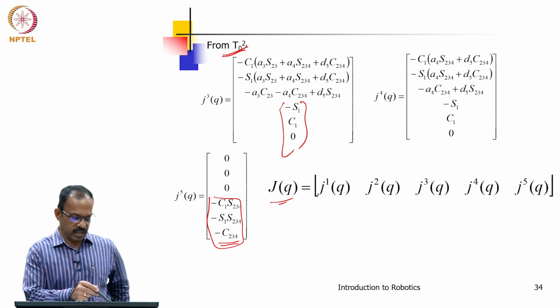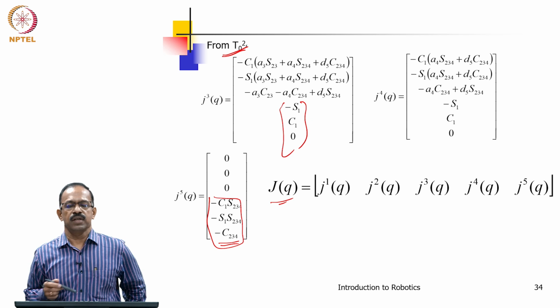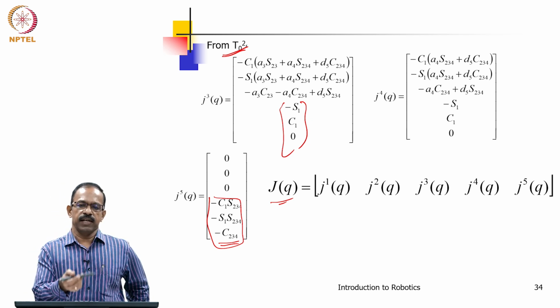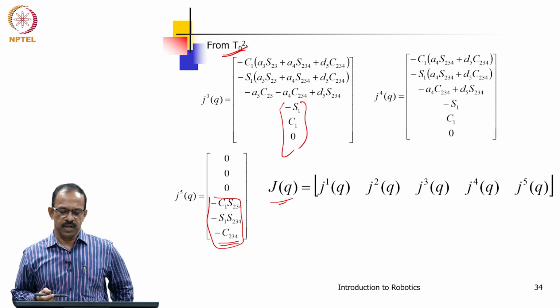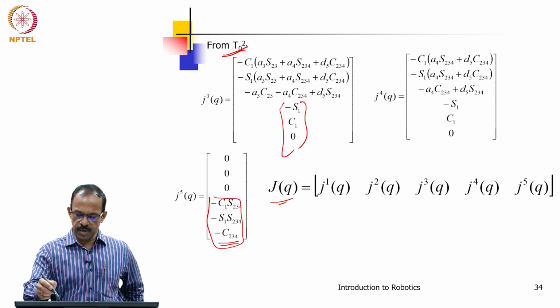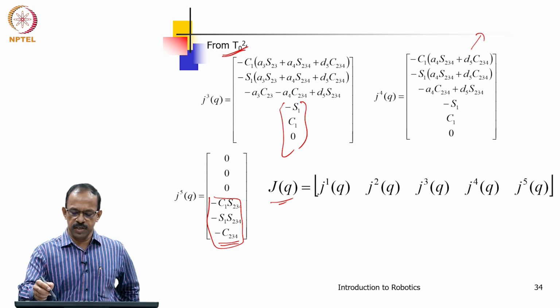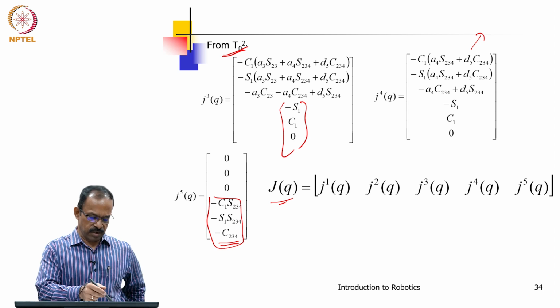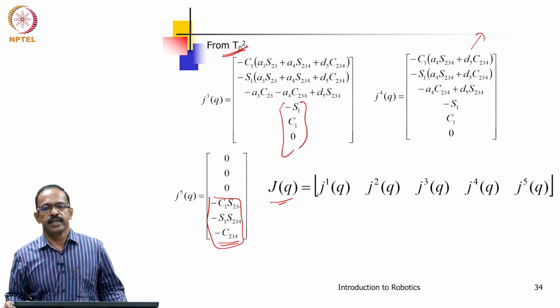Again, you can see the Jacobian is a function of the joint angles. This way we can get both the linear velocity part and the angular velocity part of the Jacobian. The linear velocity part is obtained by taking the partial derivative of the position with respect to theta 4 or theta 5.